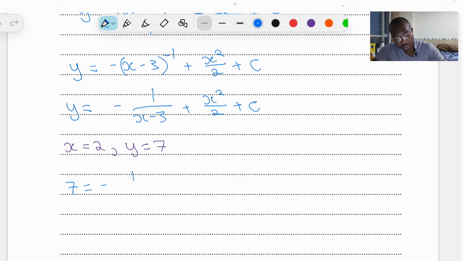So now if we put in those values, we get 7 is equal to a minus 1 over 2 minus 3, so that's a minus 1 there. And then we get 2 squared over 2, so that's a 2 plus c. So we get 7 is equal to a minus 1, so a positive 1 plus 2 plus c. So we get a 3 on this side, so therefore we would get c is equal to 4.